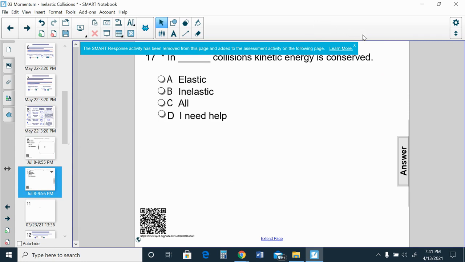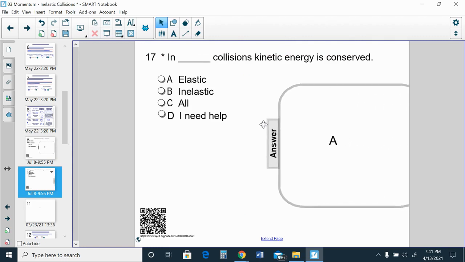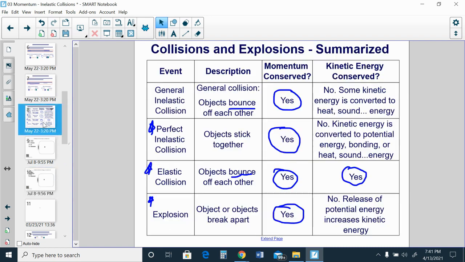In blank collisions, kinetic energy is conserved. The correct answer is A. Only in elastic collisions, where the objects bounce off each other, is kinetic energy conserved. That is the only one that had a yes in that column.